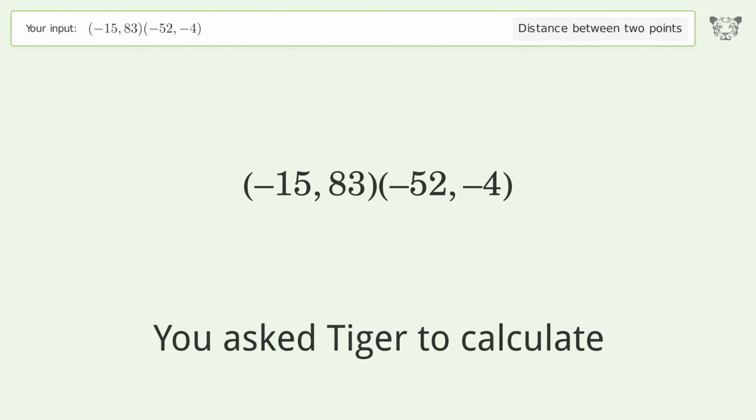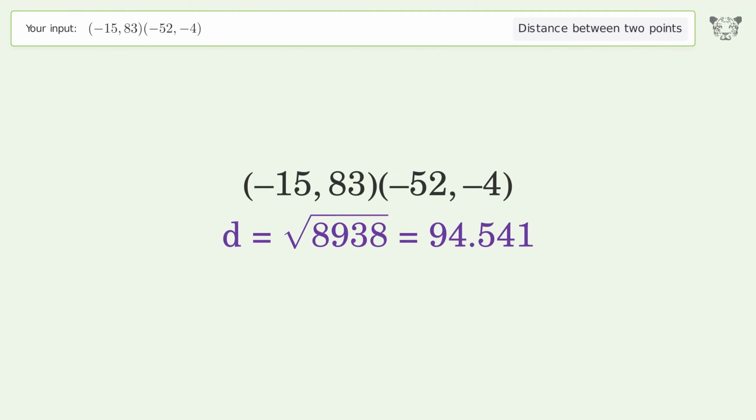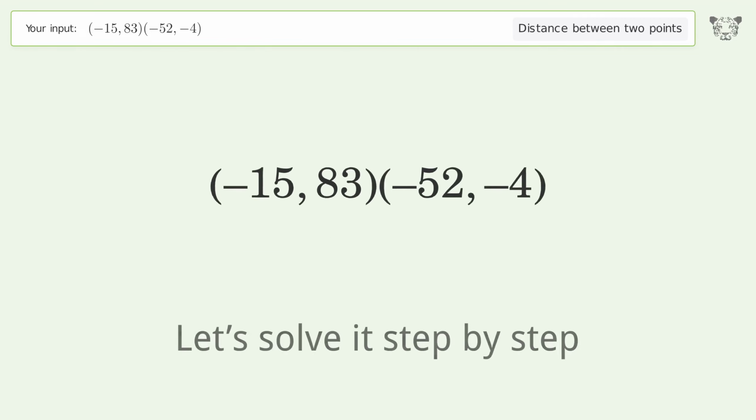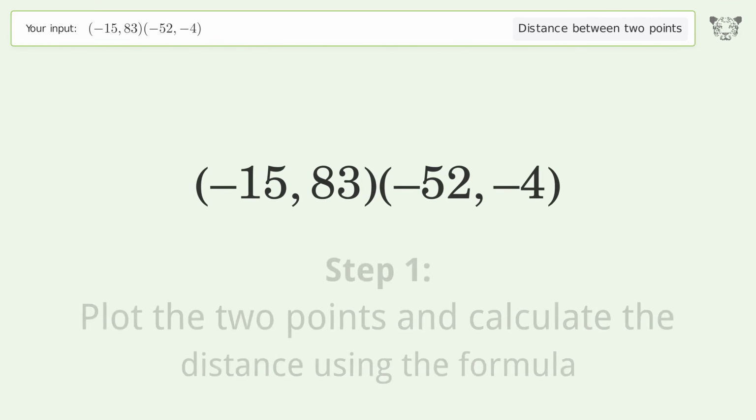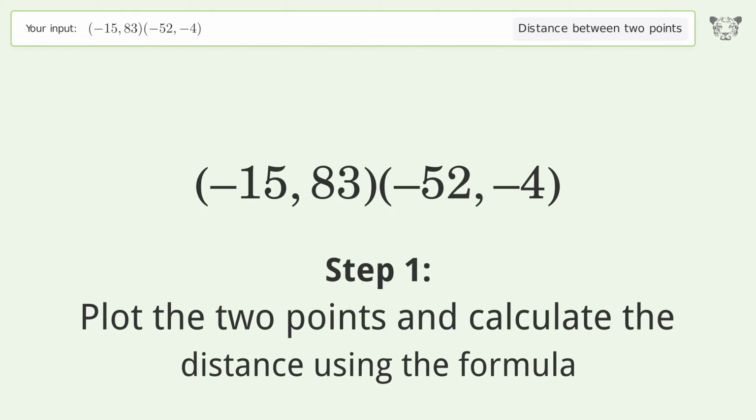You ask Tiger to calculate. This deals with the distance between 2 points. The distance between the 2 points is the square root of 8,938, or 94.541. Let's solve it step by step. Plot the 2 points and calculate the distance using the formula.